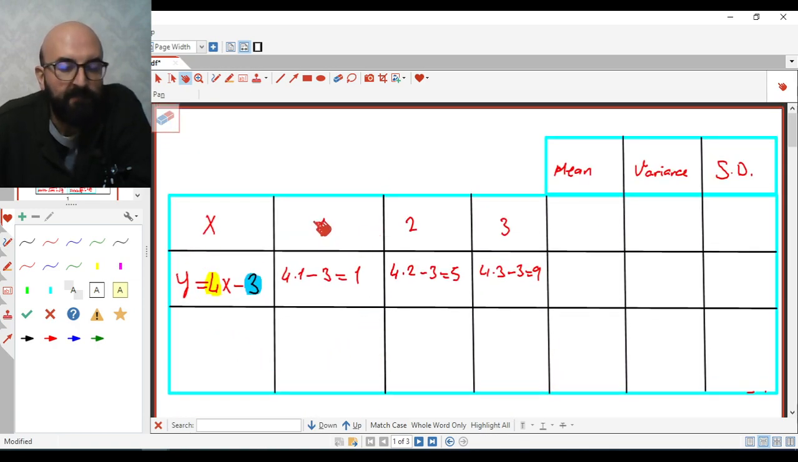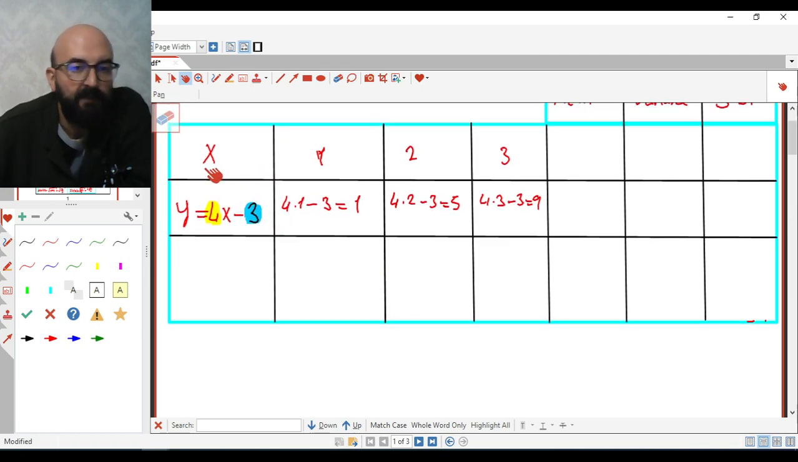For example, we have two values. The first one x, the second one y. And also y equals 4x minus 3. And please notice that 4 is the factor of x, okay?